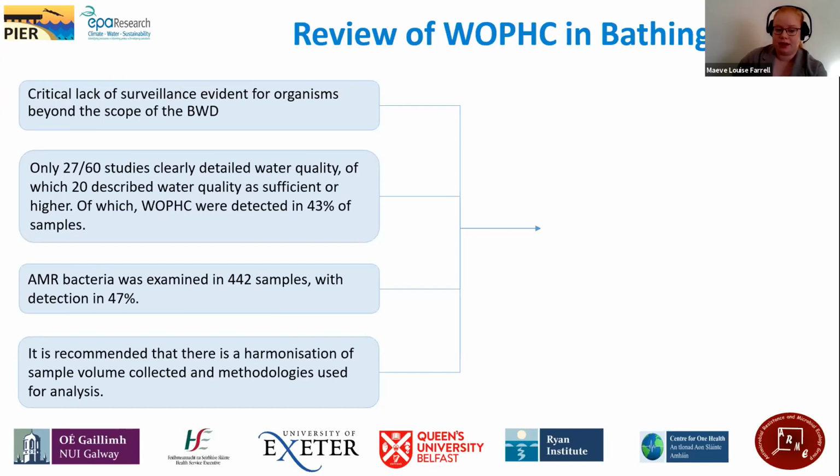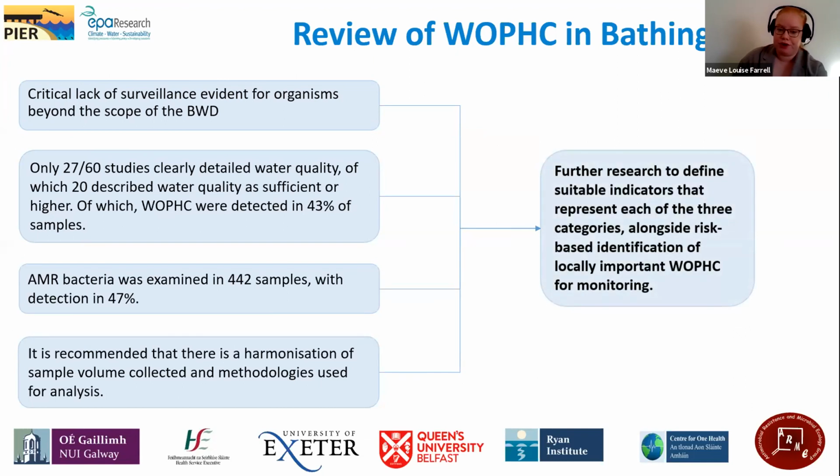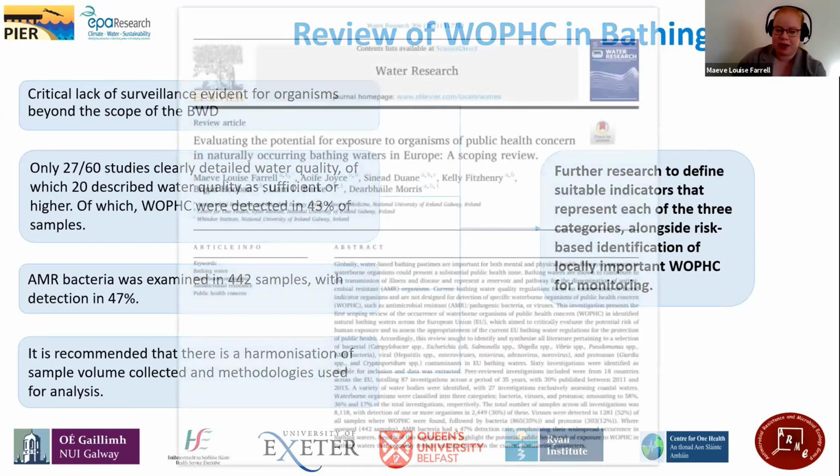And overall, we recommended that there's a harmonization of sample volumes collected and methodologies for analysis so that we can compare, we can expand upon these 16 studies and compare further studies, and also compare them from a global perspective to review the presence of waterborne organisms and also assess the risk. So we decided that there was further research needed to define suitable indicators that represent 3 categories, so viral, protozoan, and bacterial, alongside risk-based identification of locally important organisms for monitoring. But you can read more about this in our recently published paper in Water Research.